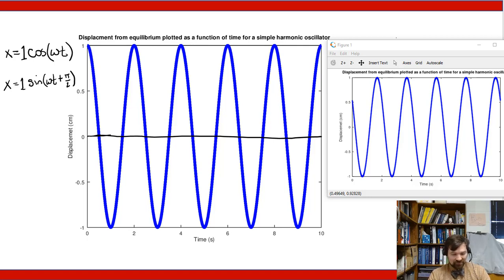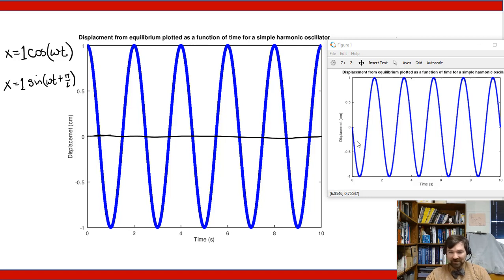So 3.14159 divided by 2. And let's do it again and see what happens. Aha! So if you look at this, you can see that we've now shifted so that this point right here, where it crosses 0, has moved to basically the origin, and everything has shifted over accordingly.